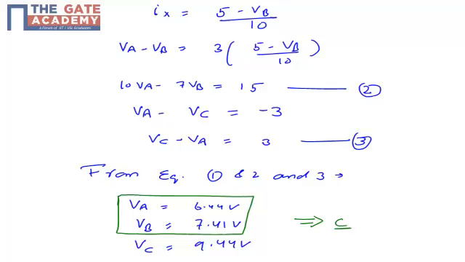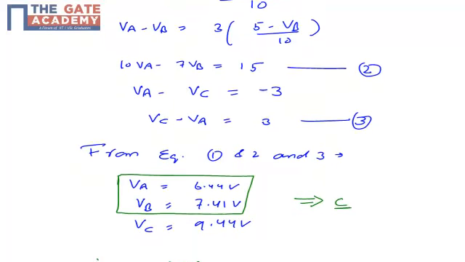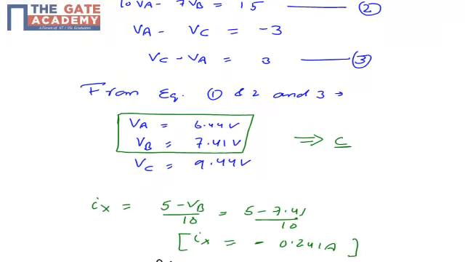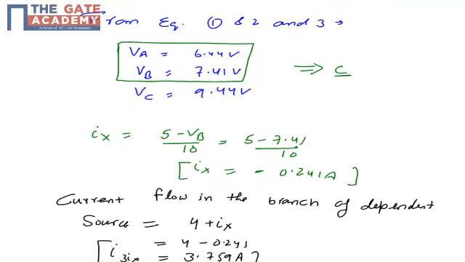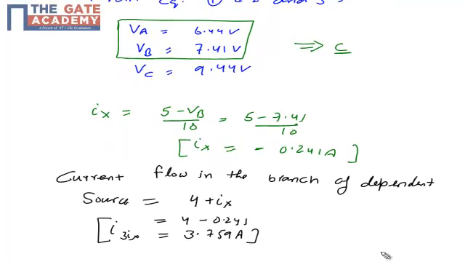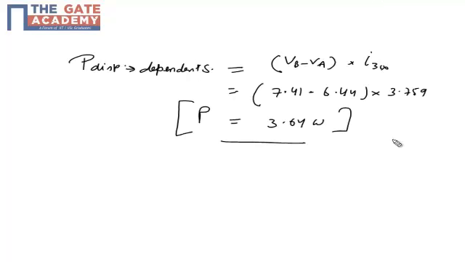Once I can find out the potentials of VA, VB, and VC, I can easily find out the value of Ix. And after that, with the help of the KCL at node B, I can find out the current flowing across the dependent source, which leads me towards the value of power dissipation across the dependent source. So that's all from this question.